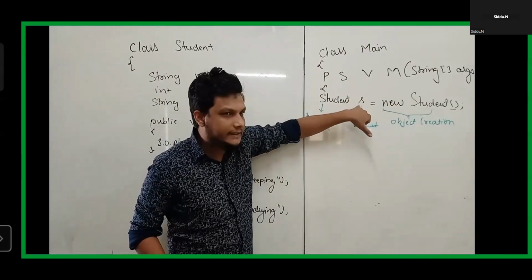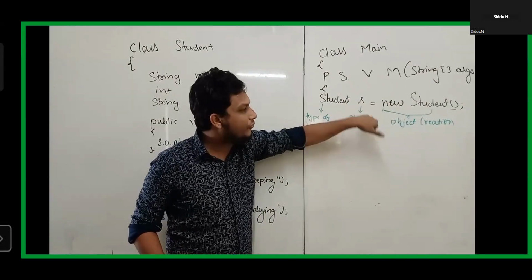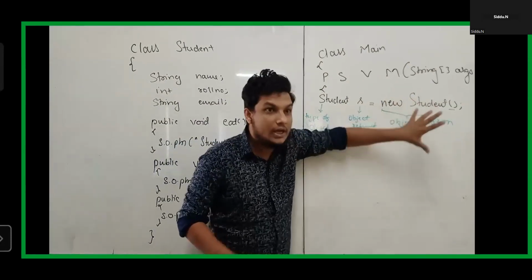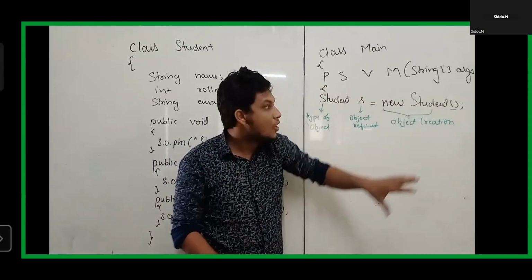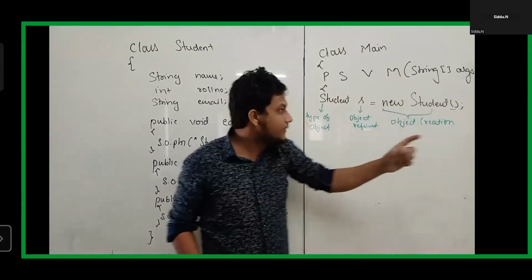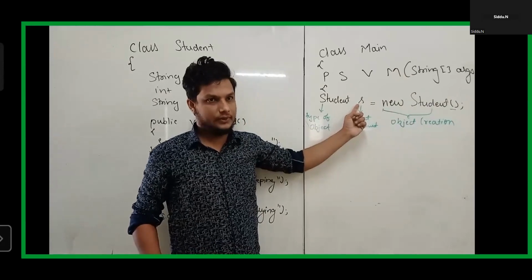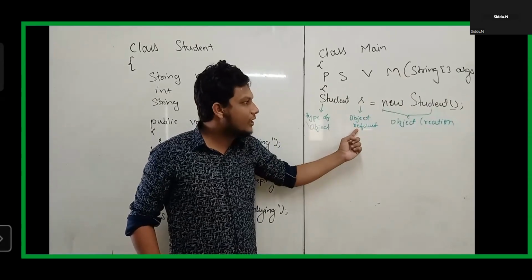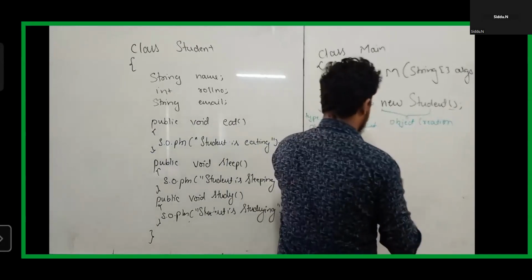Now, what is this s? It's nothing but a reference. In which memory address will it store the data? Where it has stored, that address will be stored inside this variable. Understood? So this, we call it an object reference.